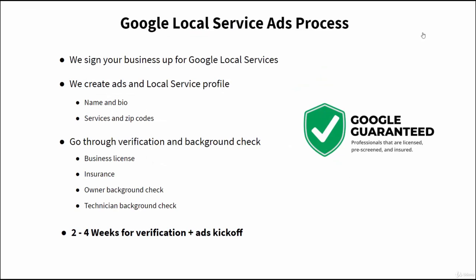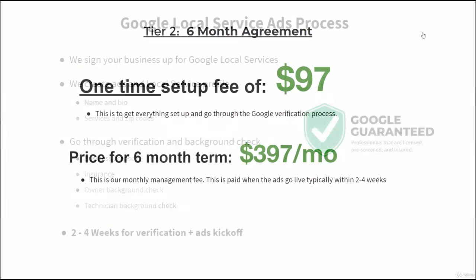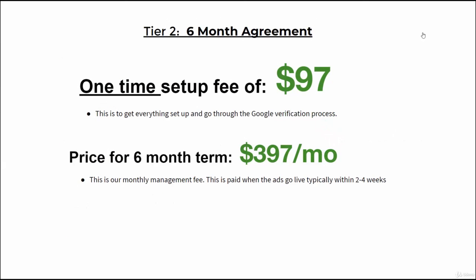Hey, we're going to create the ads. We're going to walk you through the verification process, through the background check, right? And it typically takes 2 to 4 weeks for verification. Now, here's the thing. You want to let them know that all they're going to need to pay today is a one-time fee of $97 to get the ball rolling. That's it. And that they're not going to pay the $397 or $497 until the ads go live within those 2 to 4 weeks, okay?